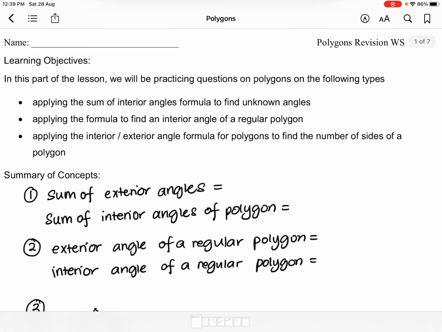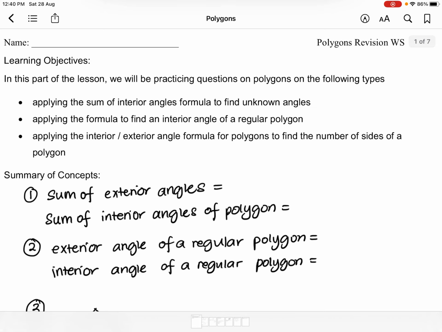In this part of the lesson, we'll be practicing questions on polygons involving some of the following types. For example, we need to apply the formula to find the sum of interior angles and use it to find unknown angles of a polygon. Or we need to apply the formula to find the interior angle of a regular polygon. And maybe we apply the interior and exterior angle formula to find the number of sides of a polygon, and also decide whether a polygon is a regular polygon.